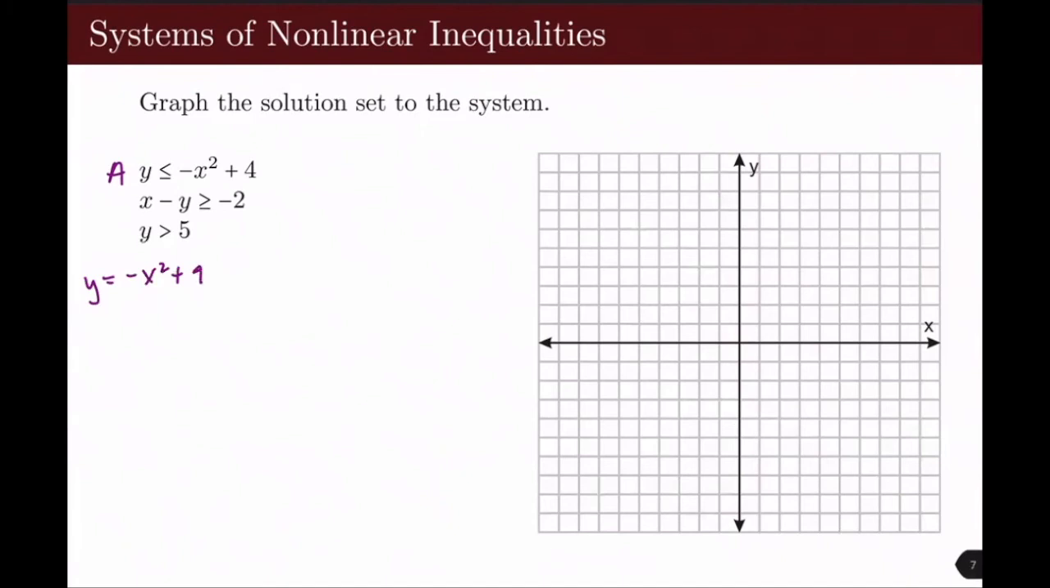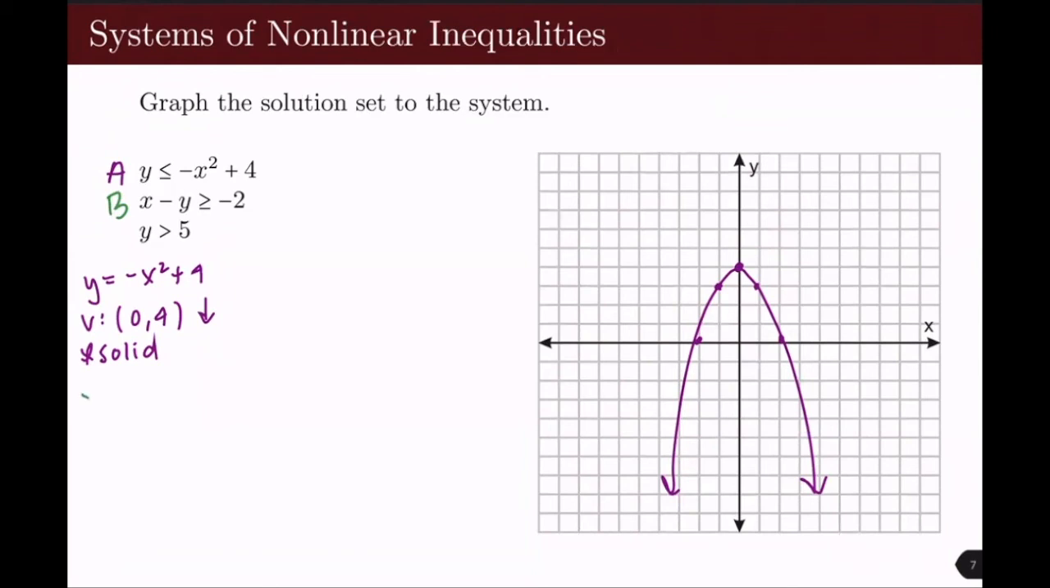So our vertex is going to be (0, 4), and it's going to open downward because of the negative in front of the x squared. And I know I need a solid line because it's less than or equal to, an inequality A. So (0, 4), 1, 2, 3, 4, up here, opening downward. So it's going to be kind of like this.